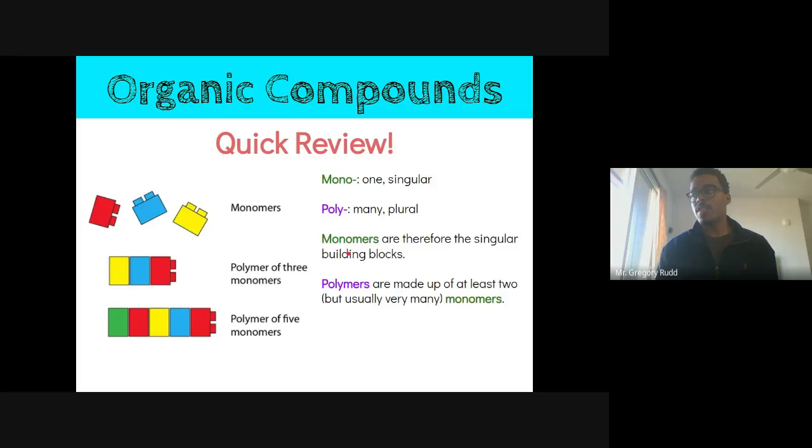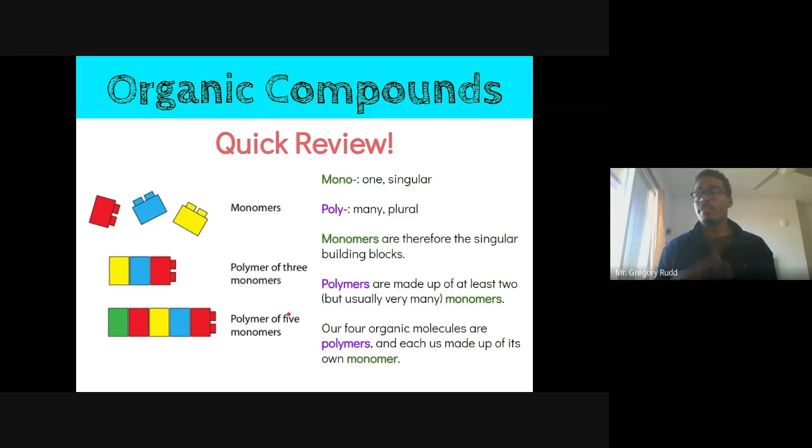So monomers are singular. We call them building blocks. They're like individual Lego pieces. They're not connected to one another. They're just independent. Polymers are made up of at least two, but usually hundreds of monomers. In reality, most of these organic compounds are chains of many, many dozens of monomers. So a polymer is made up of at least two monomers. In this case, we've got a polymer of 1, 2, 3 monomers. In this case, we've got a polymer of 1, 2, 3, 4, 5 monomers.